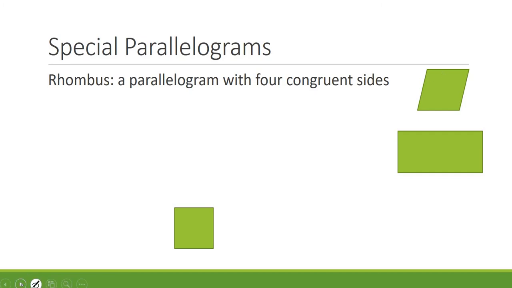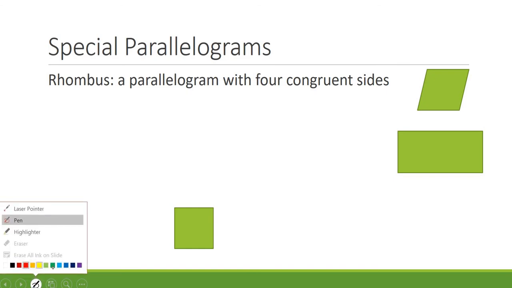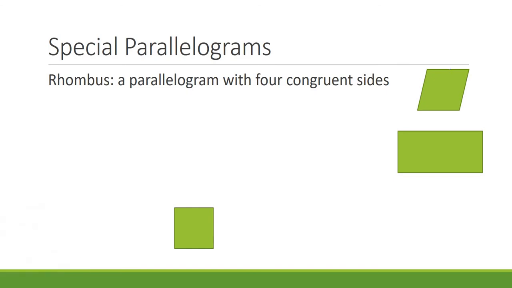So all of the sides are congruent to one another. So that side equals that side equals that side equals that side. Okay, so that's a rhombus.